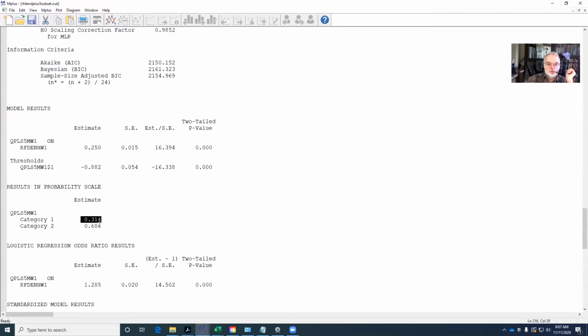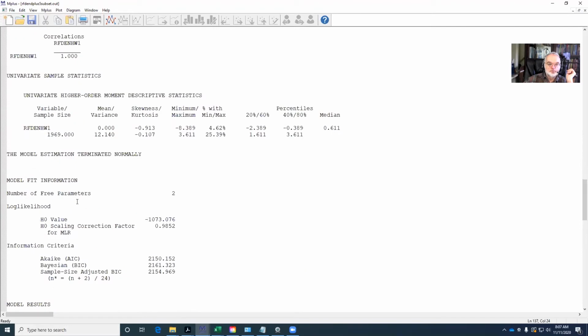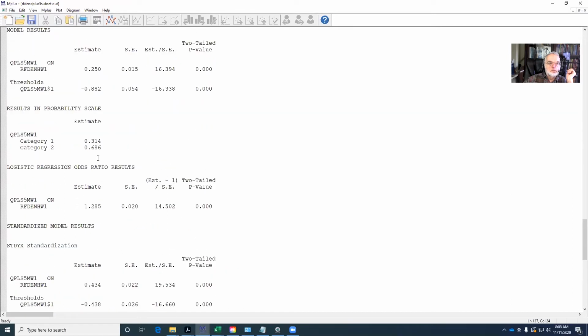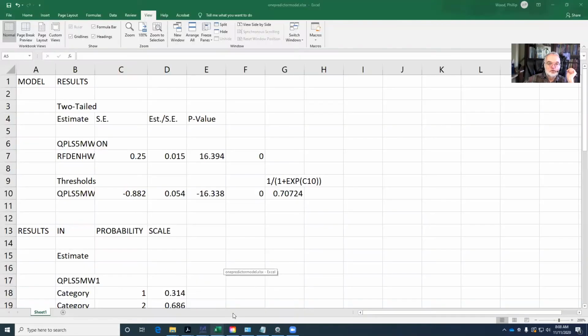Downstairs, we see the results in probability scale. So 0.314 and 0.686 are pretty close to the values that we had upstairs in our raw data values. And this logistic regression is this divided by, sorry, we'll get to that logistic odds ratio in just a minute because that's the continuous variable. It sometimes helps to sit down and play with the data from an output in a spreadsheet format. And so that's what I've done here.